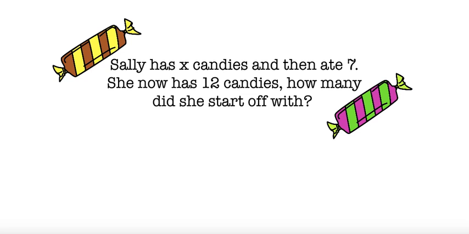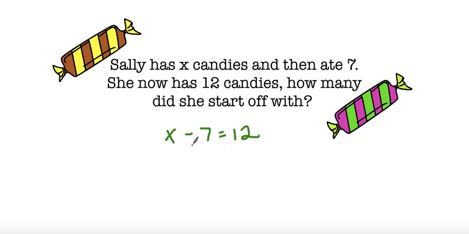So Sally has x candies and then ate 7. She now has 12 candies. How many did she start with? So here, Sally starts with x candies. And then she ate 7, so we're going to take away 7 from the amount she started with. She now has 12 candies. So how many did she start with? So x minus 7 is equal to 12.